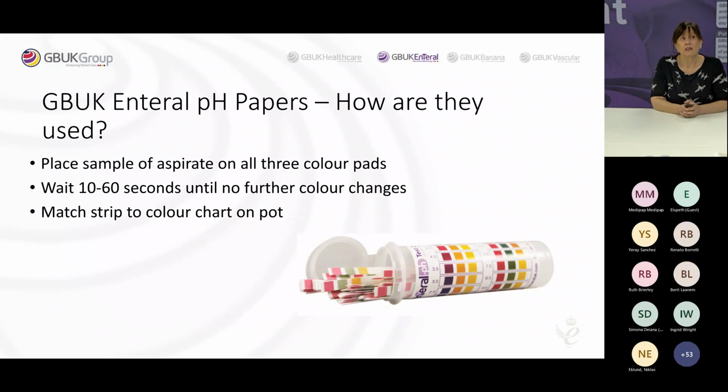So how are they used? It's very simple. Place a sample of the aspirate on all 3 colour pads. We wait 10 to 60 seconds for that colour to stabilise until there's no further colour change, and then we match the strip to the colour chart on them. So that's when they're being used.